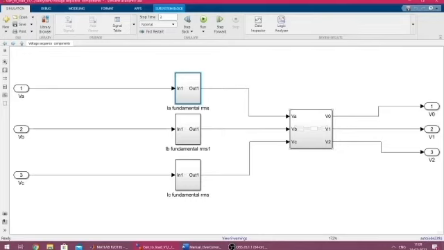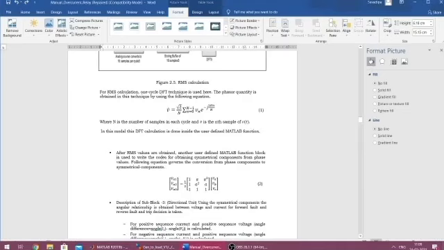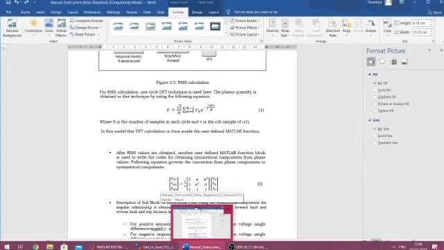Finally, after using these RMS values, we can obtain the symmetrical components. And for symmetrical components calculation from the phase values, we use a transformation matrix. That is also mentioned in the manual. Using this transformation matrix, we can get the symmetrical components, or the zero sequence, positive sequence and negative sequence components from the phase values.